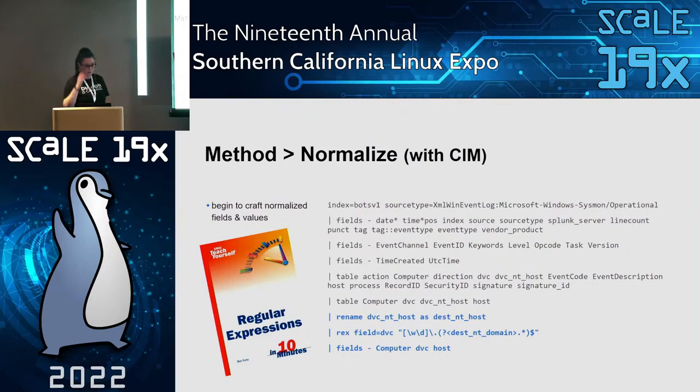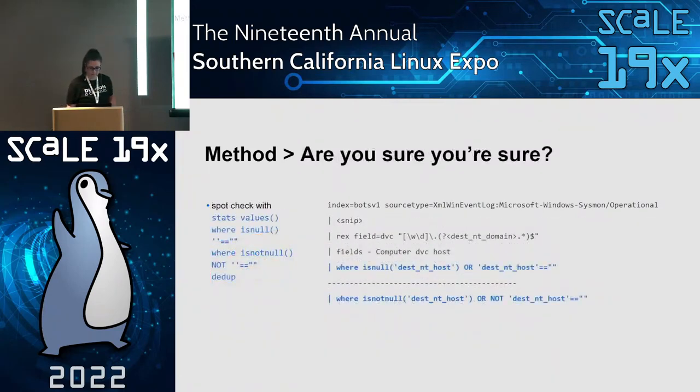So then you start to normalize, and you can see right here at the bottom, I decided to rename device as dest. And then I also did a regex to extract the destination NT domain, which is just the domain and not the full FQDN. And then I made a new trash pile, because I now no longer need computer, device, or host. Those are all duplicates.